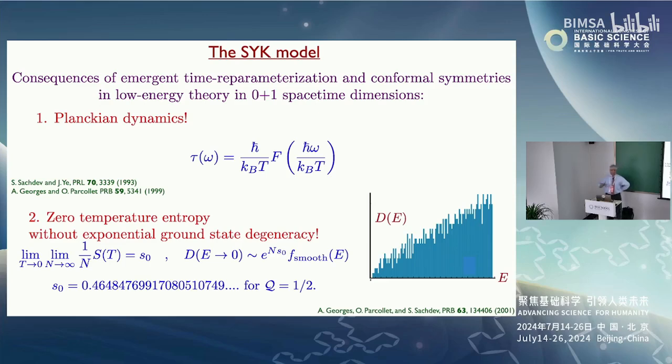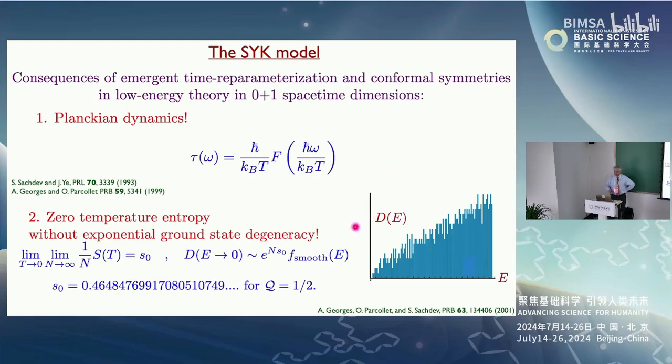So, I mean, there were other models earlier, like Pauling's ice model or very fine-tuned models, usually classical, which have exact ground state degeneracy and hence give you finite entropy density. But here, and here this order of limits is extremely important, you get zero temperature entropy without any exponential ground state degeneracy.